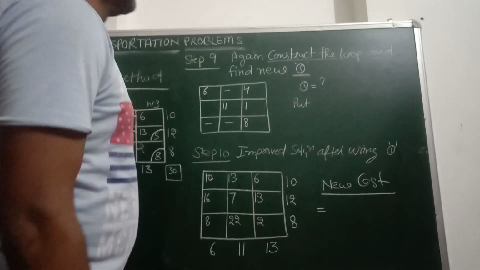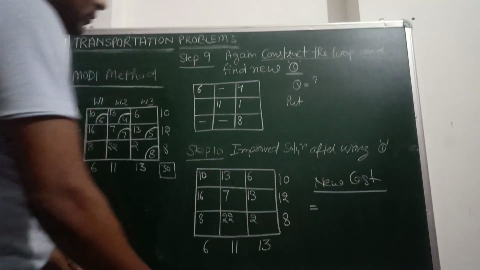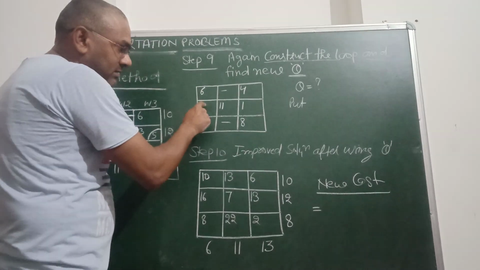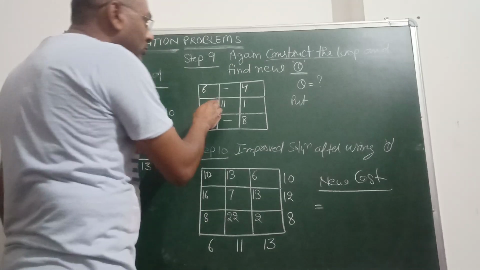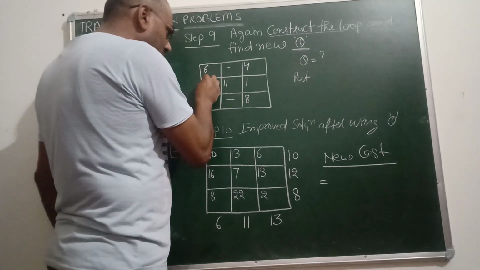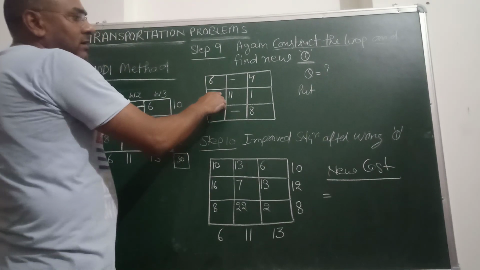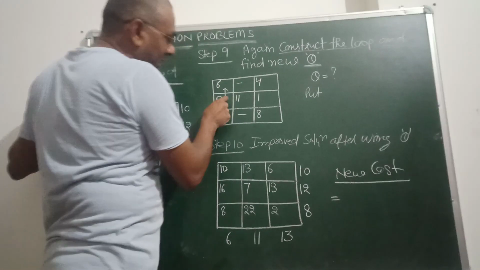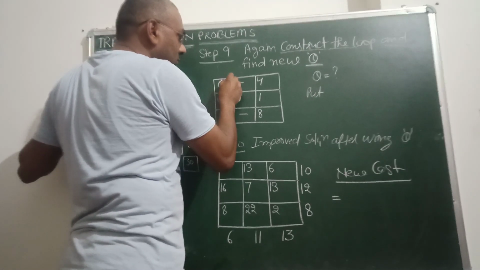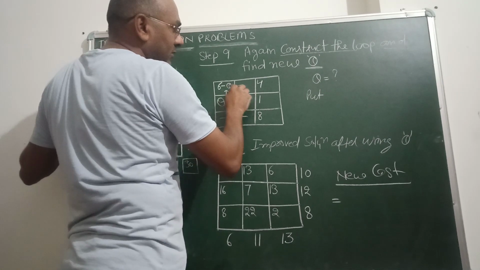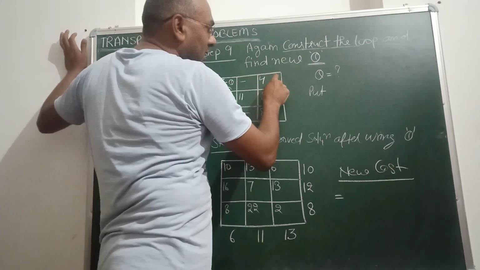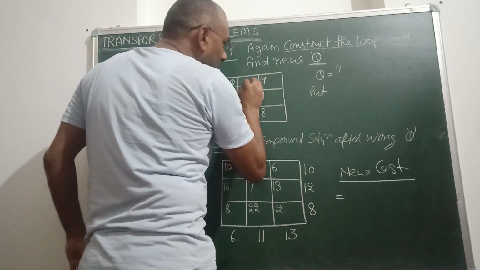Now again we have to construct the loop and find the new value of theta. You know that this operation has to be performed on all unallocated cells. In the previous step you will see that this cell will be the entry basis. Now we will put the value of theta here, so a new allocation has been made here. As per the rules of the loop, you can't move here, you have to move here. If you are adding theta here, then you have to remove theta from this value. Then there is no allocation, so you have to move in that direction up to where there is an allocation at the ending cell. So now you can move here.